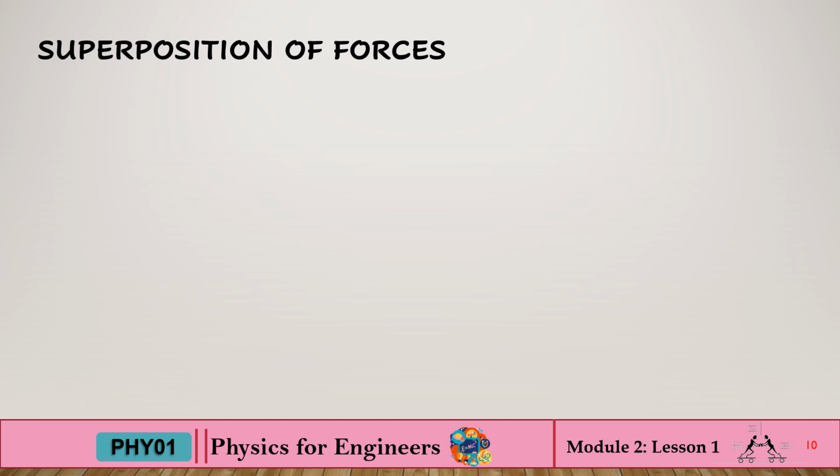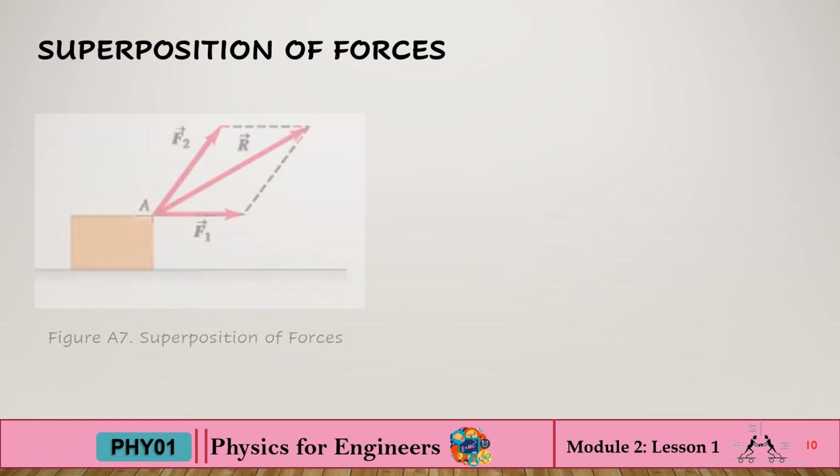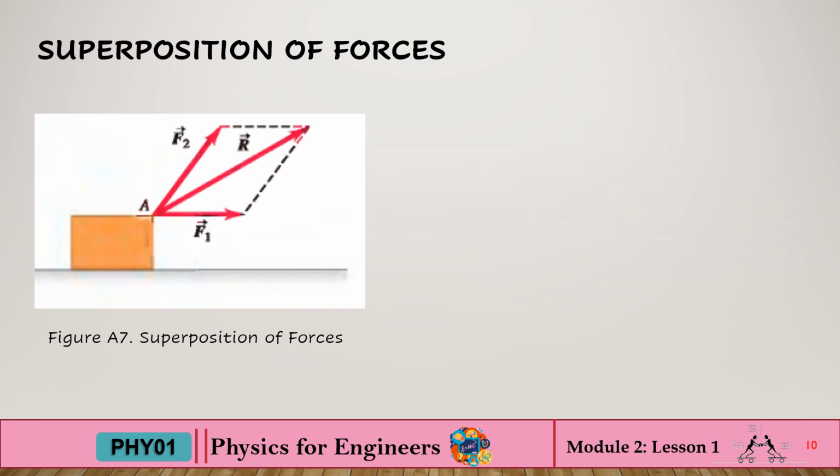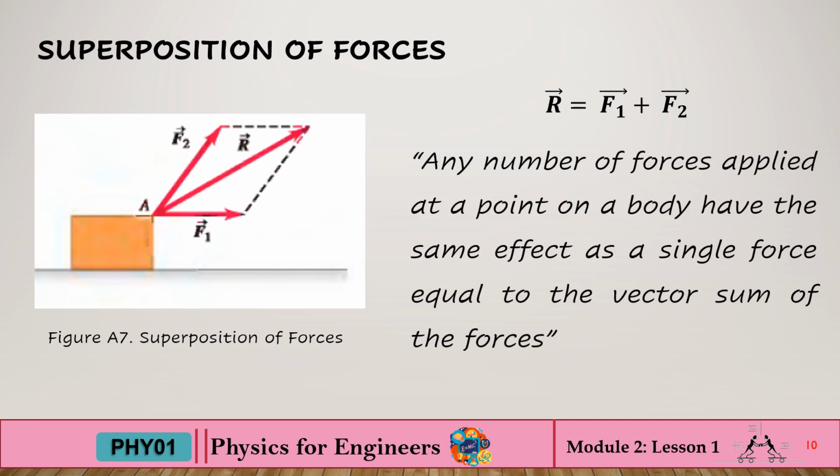When you throw a ball, there are at least 2 forces acting on it, the push of your hand and the downward pull of gravity. Experiment shows that when 2 forces F1 and F2 act at the same time at a point A of a body, the effect on the body's motion is the same as if a single force R were acting, equal to the vector sum of the original forces. More generally, any number of forces applied at a point on a body have the same effects as a single force equal to the vector sum of the forces. This important principle is called the superposition of forces. The experimental discovery of superposition allows us to replace a force by its component vectors, as we did with displacement previously.